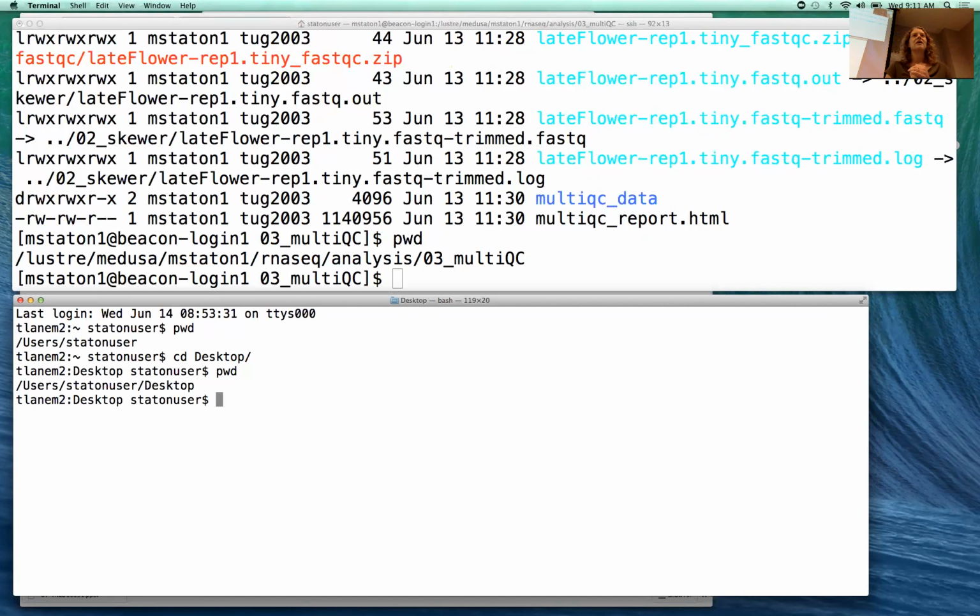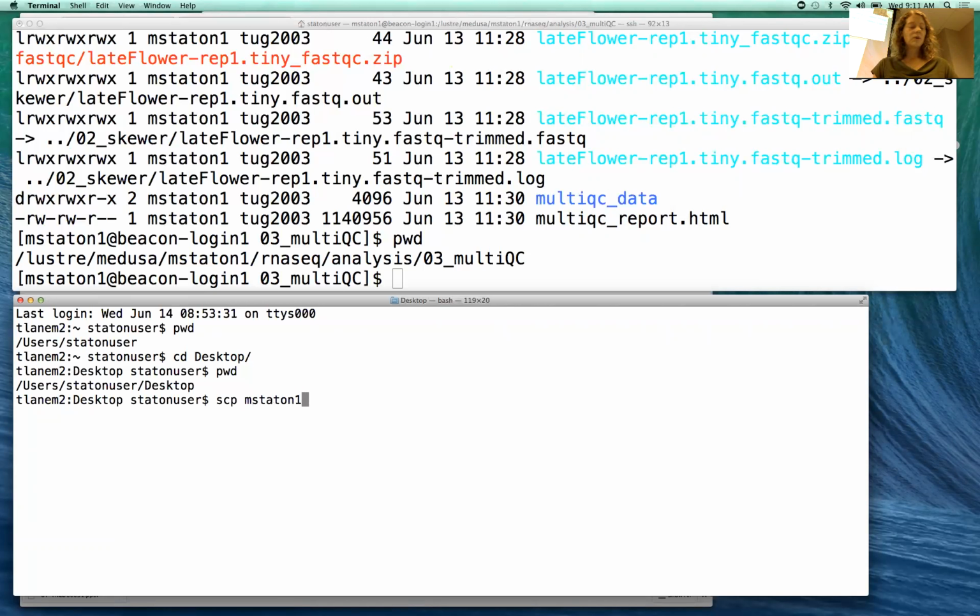How many people are on their desktop in a local terminal? Okay, looks like I've got some yeses. Okay, awesome. From here, we're going to secure copy. So the command is scp. If you're on MobaXterm, or on a terminal on Apple, you should have the secure copy command already.